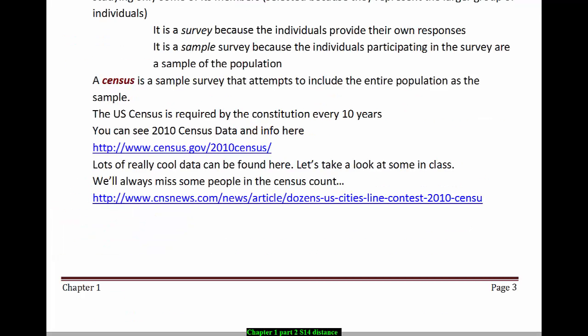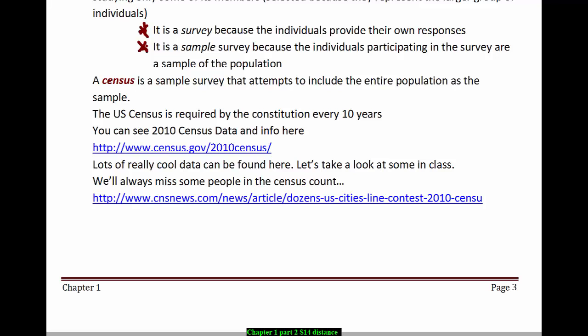All right, so we accentuate those last two facts here. A sample because it is only a part of the population, and it's a survey because the individuals provide their own responses. So this brings us to a census. A census is a sample survey that attempts to include the entire population as the sample. Hopefully you've all heard of the U.S. Census that's required by the Constitution every 10 years.